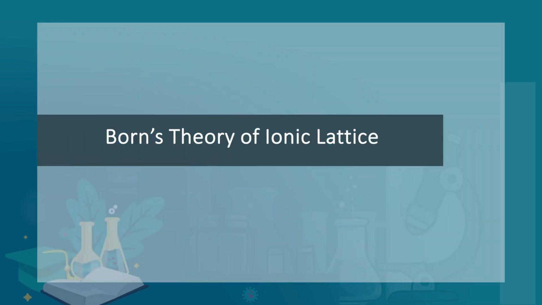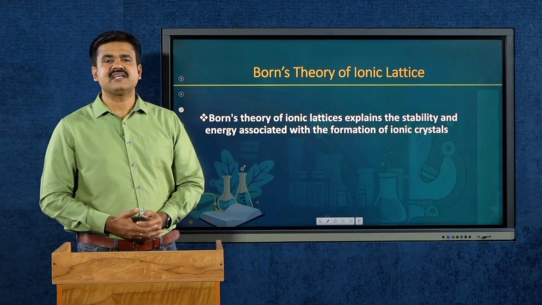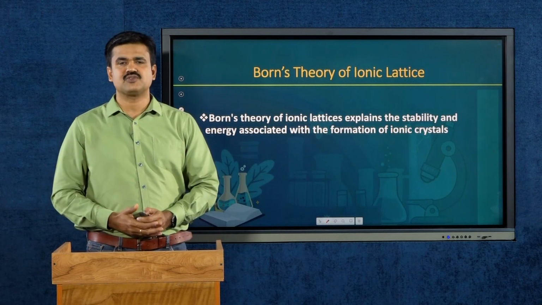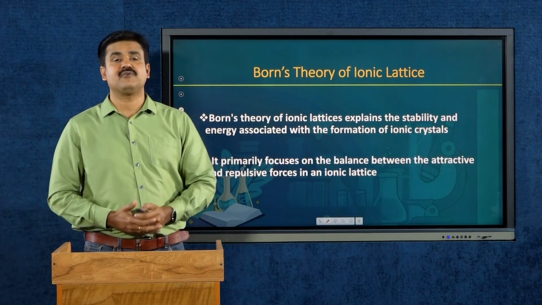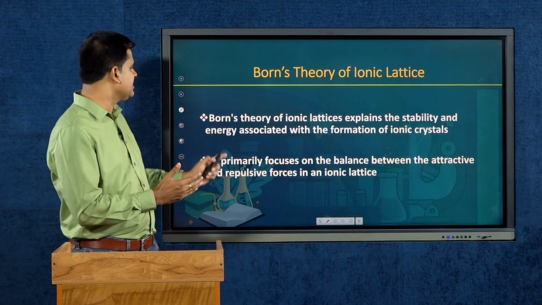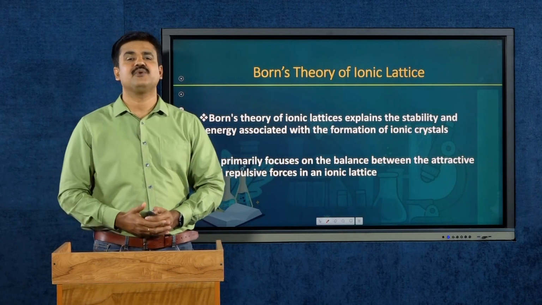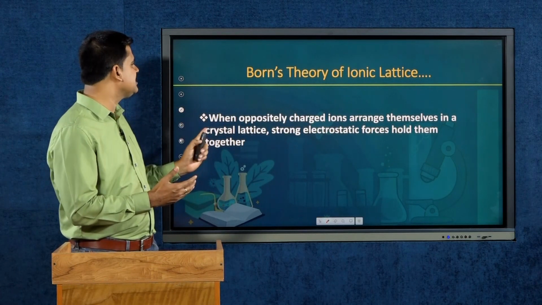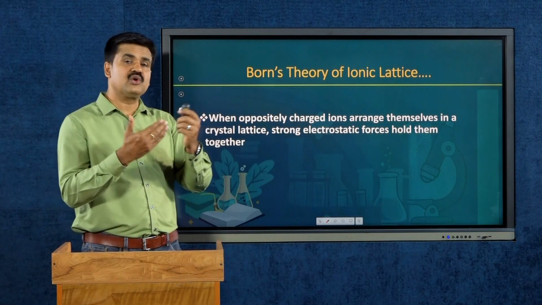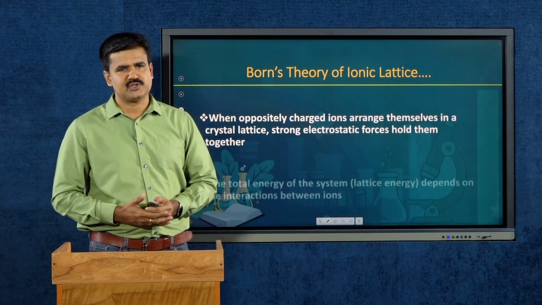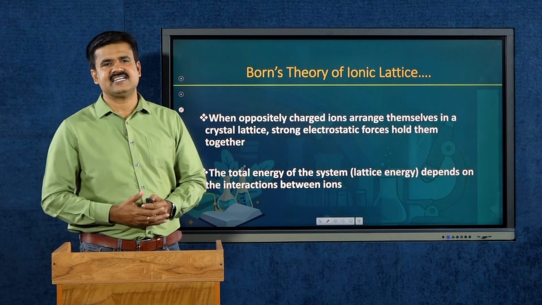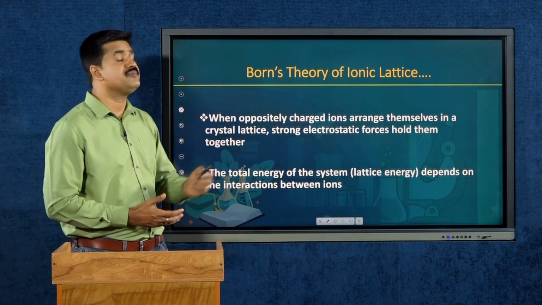Now we are discussing the band theory of ionic lattice. Band theory of ionic lattice explains the stability and energy associated with the formation of ionic crystals. It primarily focuses on the balance between the attractive and repulsive forces in an ionic lattice. When oppositely charged ions arrange themselves in a crystal lattice, strong electrostatic forces hold them together. The total energy of the system, that is the lattice energy, depends on the interaction between ions.